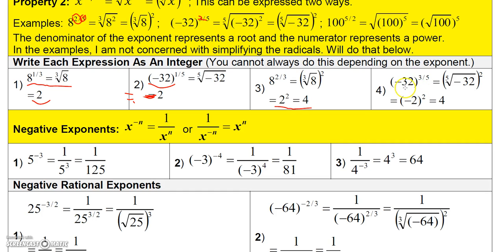And then if we wanted to do negative 32 to the 3/5, again, that should be 2/5. All right, so negative 32 to the 2/5 is equal to the 5th root of negative 32 quantity squared. And the 5th root of negative 32 is negative 2 quantity squared, and negative 2 quantity squared is 4. Okay, so just a couple of typos there that I need to clean up, I guess, on the original document.